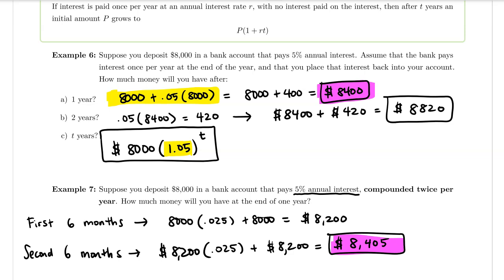So it turns out that we don't always just compound at the end of 1 year. We could compound quarterly, or we could compound monthly, or we could compound 2 times per month. So let's see what that looks like in a more general sense.